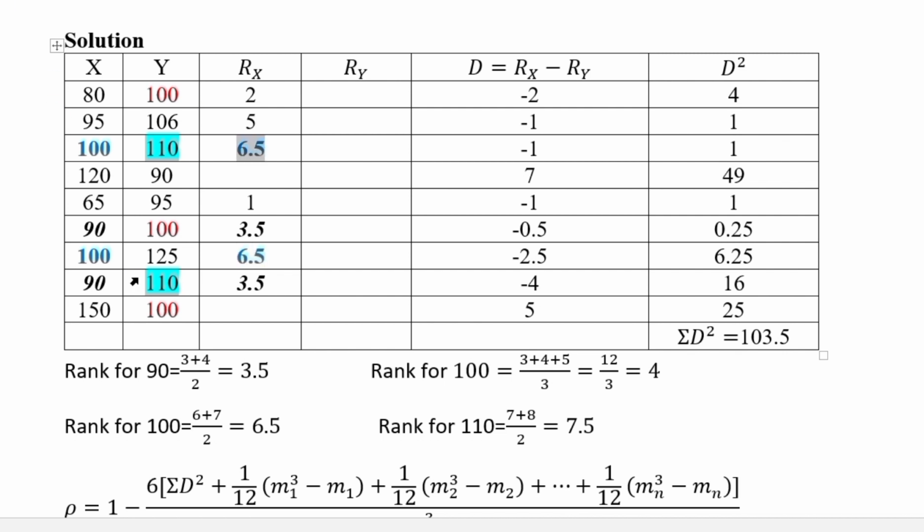Now we have utilized rank 6 and 7. The next rank is 8, which will be for 120, and then 150 will be given rank 9.